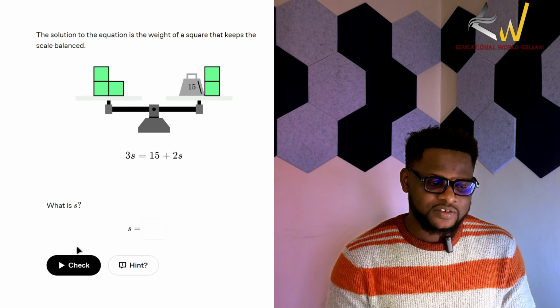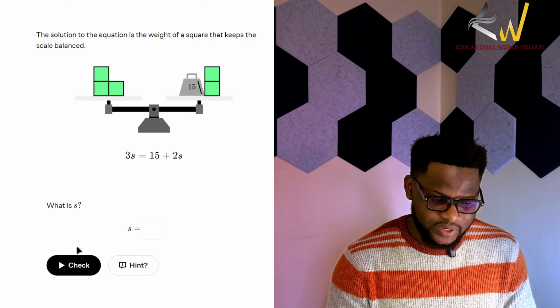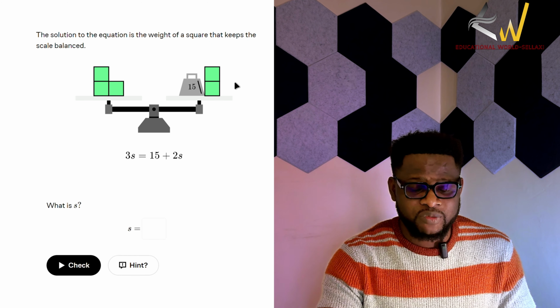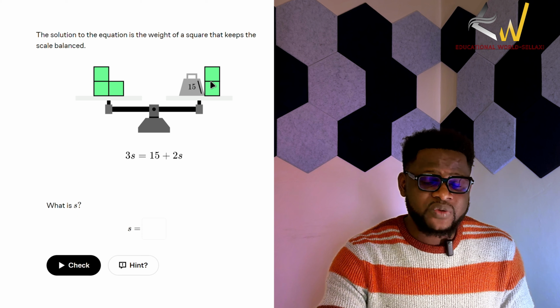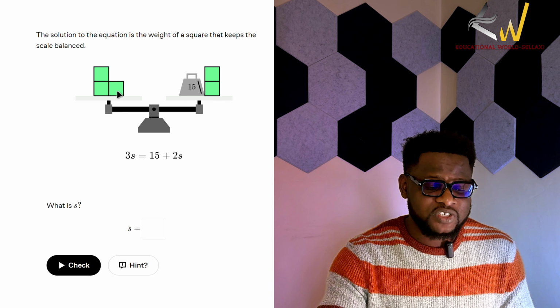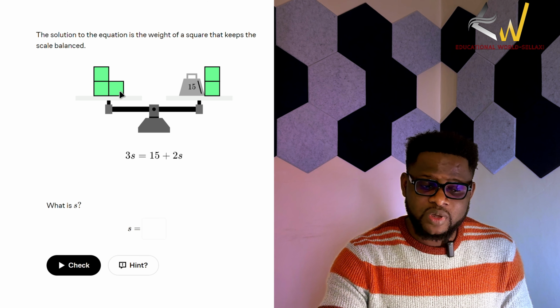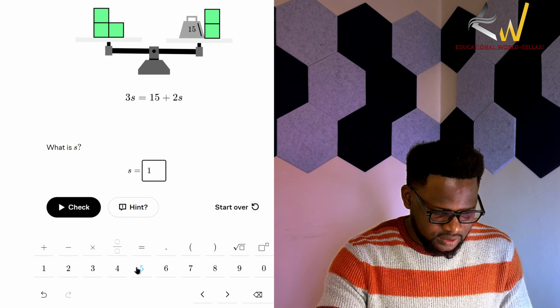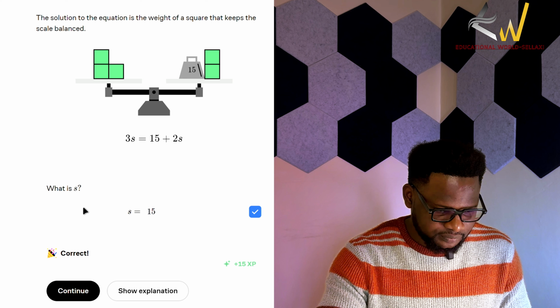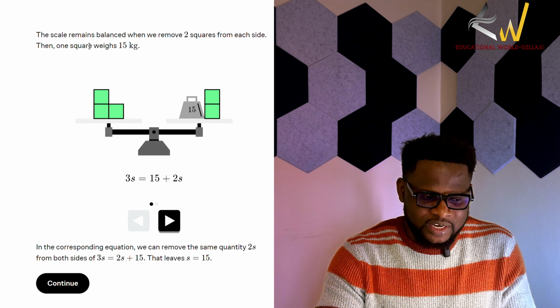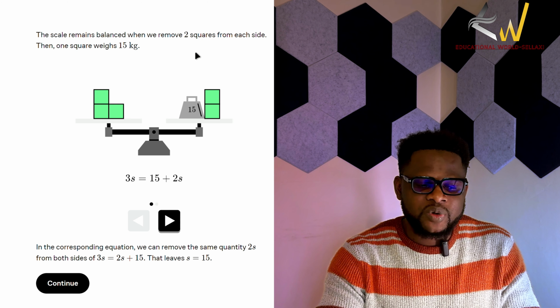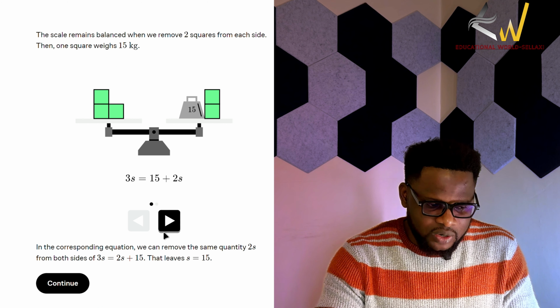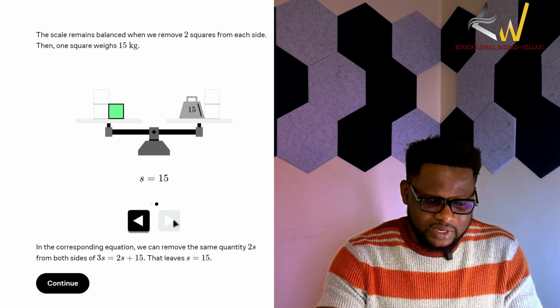As simple as that. To find the value of S, what are we going to do? Let's take away 2 squares from each side of the scale. When we take away 2 squares from each side of the scale, we're going to have that 1 square gives me 15 kilograms. So the value of S is 15 kilograms. And that's it. Let's look at the explanation. The scale remains balanced when we remove 2 squares from each side. Then 1 square is going to weigh 15 kilograms, and that is that.